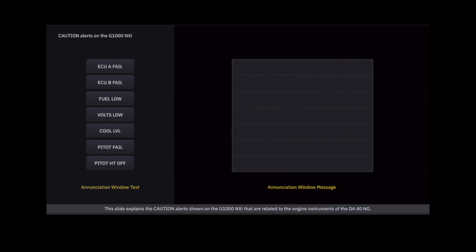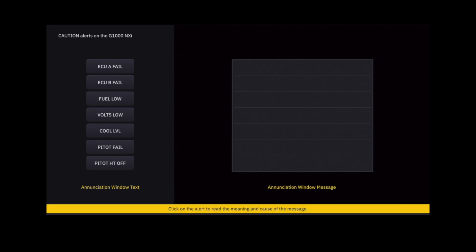This slide explains the caution alerts shown on the G1000 NXI that are related to the engine instruments of the DA40 NG. The caution alerts are displayed on the annunciation window in yellow and followed by a single aural tone. Click on the alert to read the meaning and cause of the message.